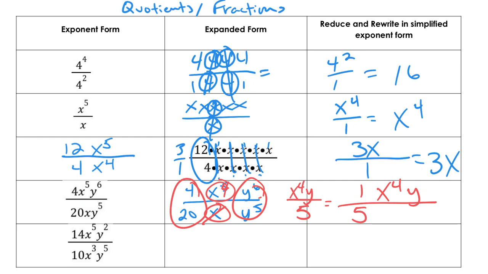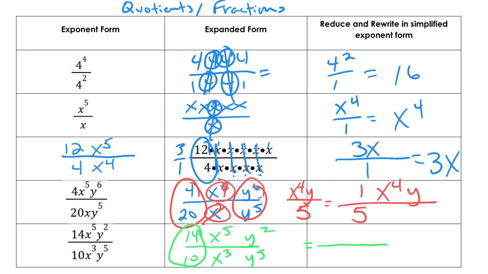For my next one, I have 14x to the 5th y squared over 10x to the 3rd y to the 5th, and again, I'm going to go ahead and expand it all. I have 14, I have x to the 5th, I have y squared. I'm giving myself a little space. I have 10, I have x cubed, and I have y to the 5th. Now, as I rewrite this, I'm going to still put my line.